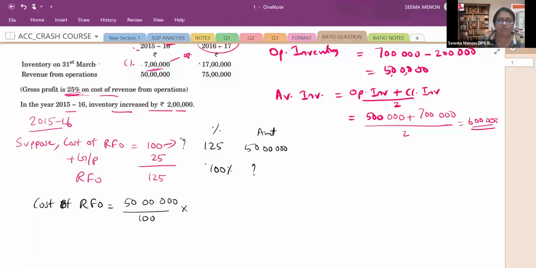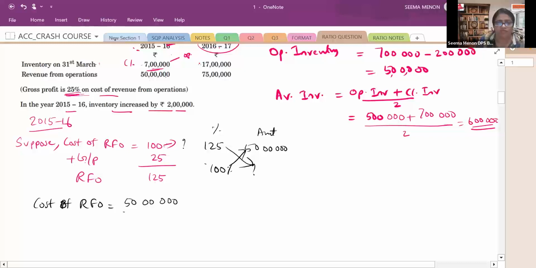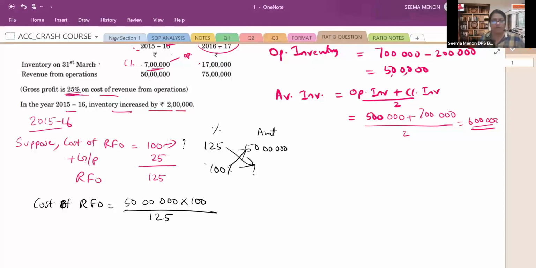we are doing the cross multiplication. So always this is the cross multiplication, divided by 1,25,000. Now you have to solve it. Once you solve, what will you get? 4 twenty-fives are 100, 5 twenty-fives are 125. Then you get 10, right? 10 lakh into 4, that is 40 lakhs. 40 lakh is the cost of revenue from operations.